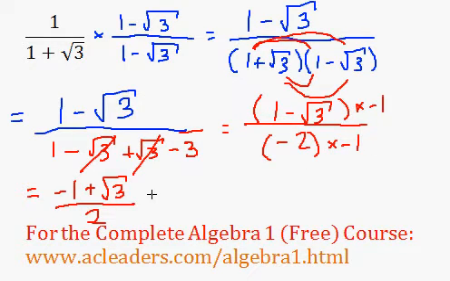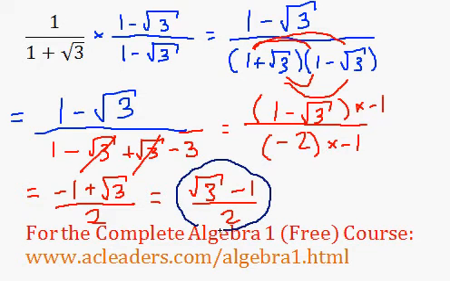This is, by the way, just to make things look a little nicer. And we have negative 1 plus root 3, which I could even rewrite as root 3 minus 1 all over 2. And this would be, right here, our final answer. Root 3 minus 1 all over 2.